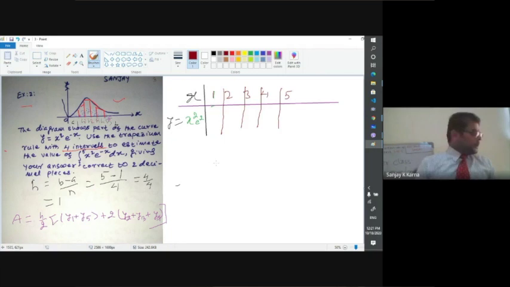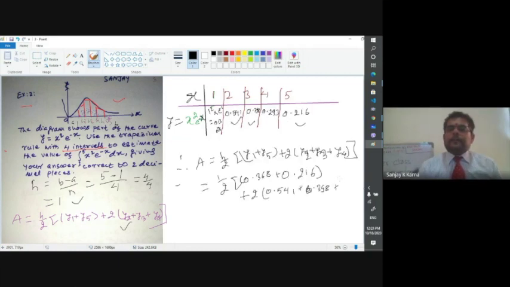And then you take a calculator. For the first value, it is x squared, meaning 1 squared, times e to the power negative x, so times e to the power negative 1. When you use the calculator, I have found this value as 0.368, and the y4 value is 0.298.